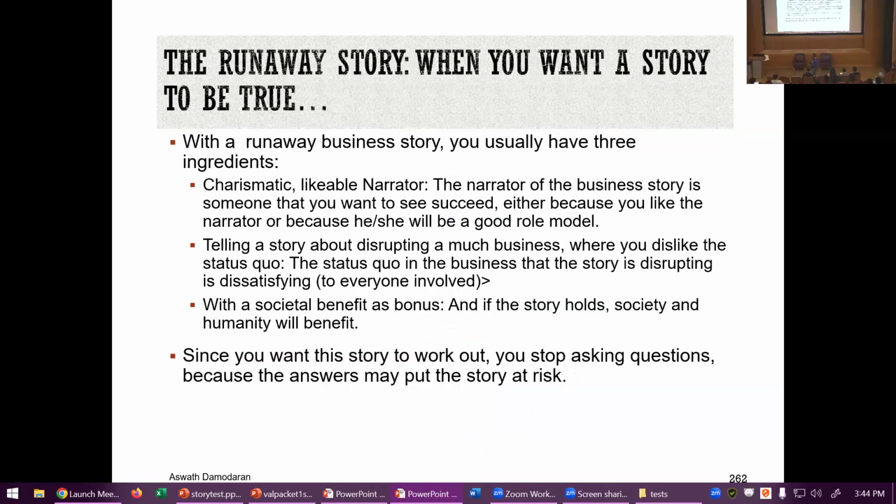Here are the ingredients that usually go into a runaway story. Usually there's a charismatic storyteller, somebody you really like or admire. Second, they're telling a story about disrupting a business you've never ever liked. And third, along the way, they're going to make the world a better place. Come on, don't you want the story to be true?